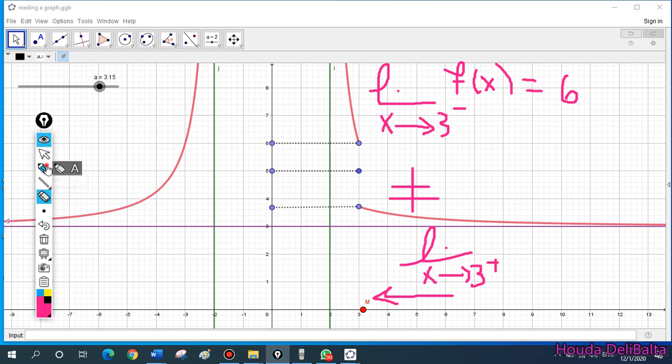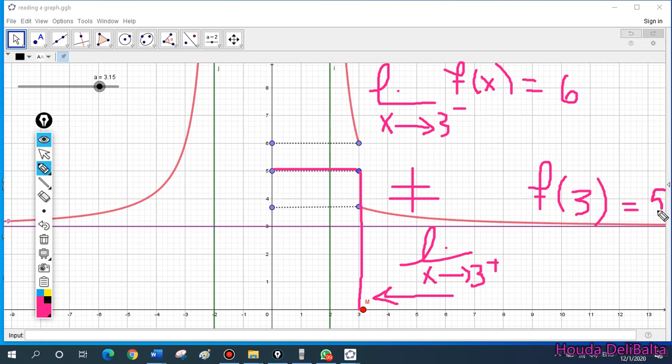And f of 3, let's delete that one. F of 3 is exactly when we have it at 3. So f of 3 is 5. So neither the limit as x tends to 3 minus is equal to the limit as x tends to 3 plus, nor is it equal to f of 3 itself. The three are different because f of 3 is equal to 5, and thus that proves why this function is not continuous.